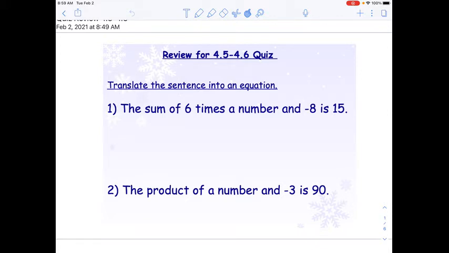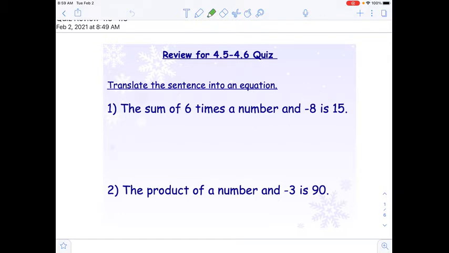So the first couple say to translate this sentence into an equation. So we're going to take this verbal sentence and we're going to change it into an equation with numbers, operations, and an equal sign. Number 1 says the sum of 6 times a number and -8 is 15.